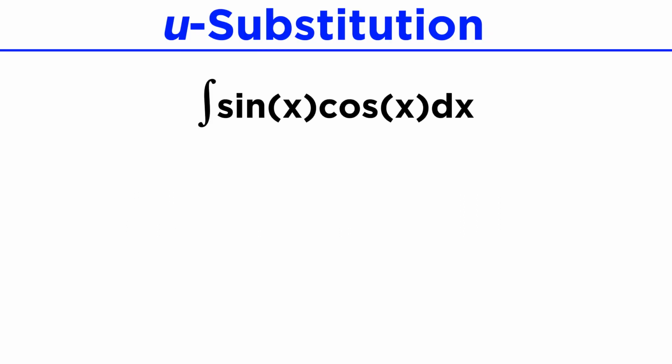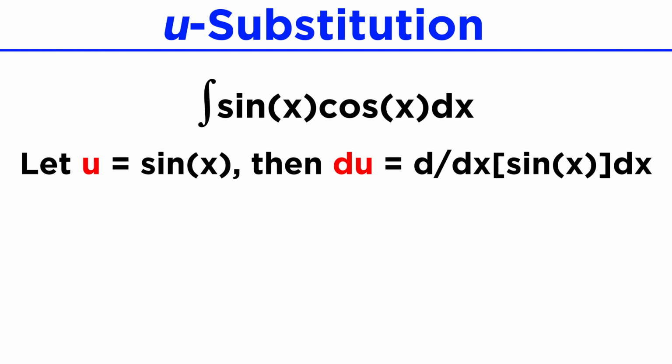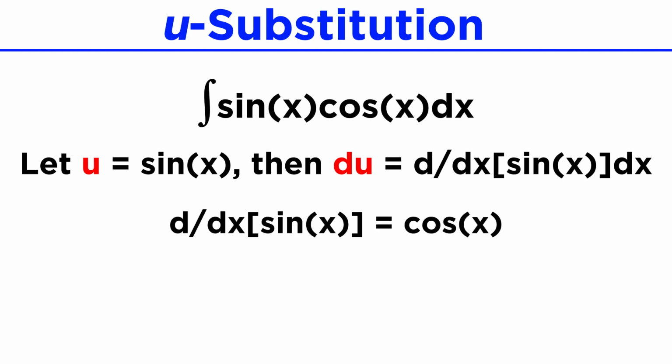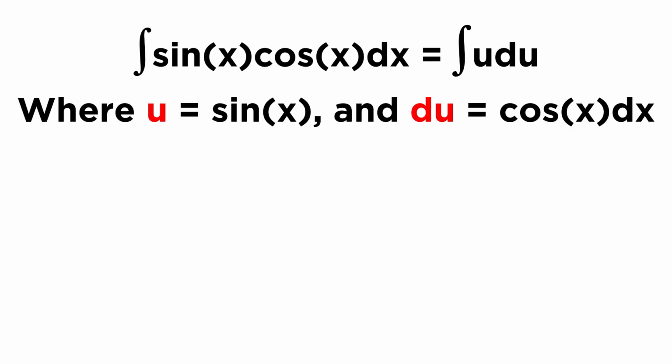Let's integrate the product of 2 trigonometric functions by using the u-substitution. Here we have the antiderivative of sine x times cosine of x. We will allow u to be equal to the sine of x. Then du will be equal to the derivative of sine x times dx. The derivative of sine x is the cosine of x, so du will be equal to the cosine of x times dx. We now have the antiderivative of u with respect to u, where u is equal to the sine of x, and du is equal to the cosine of x times dx.